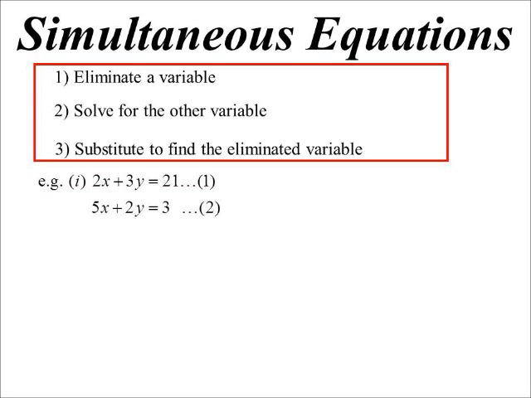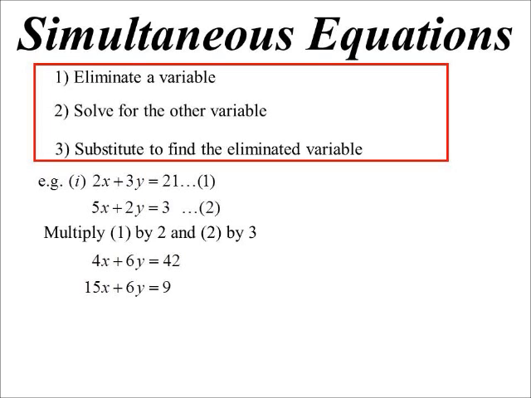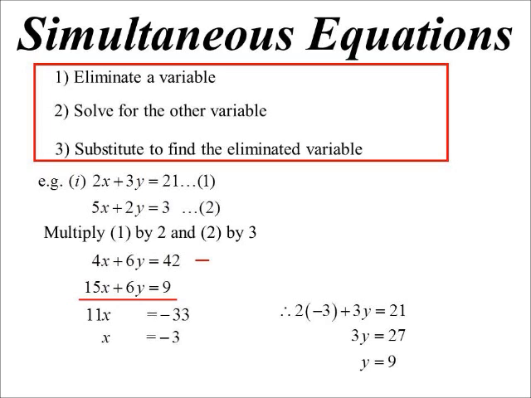And of course, the simplest way of doing it is making the coefficients of either the x or the y, it doesn't matter which, the same. So I've rewritten mine. I'm going to multiply the first one by 2, the second one by 3, thus making the coefficients of y the same. Makes it very easy to eliminate then, because I can just do a subtraction. I'm actually going to subtract up, so I get a positive number. 15 minus 4 is 11, 9 minus 42 is negative 33. Okay, so x is negative 3, and then we sub back in, and we get that y is 9.